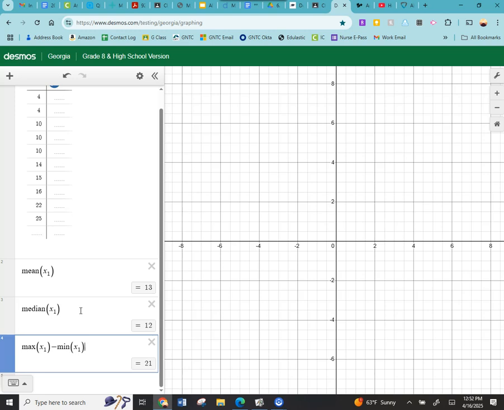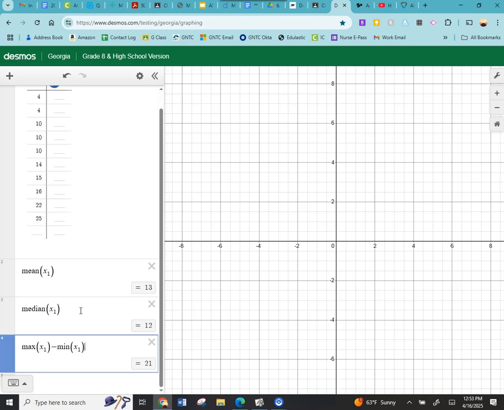It's great if you know both. If you know how to find it and you can talk about it, great. But the state's like, look, at this point you should already know how to find it. We're leveling up. We want you to be able to talk about it. What does the mean mean? What does the median mean? What does the range mean in terms of the data? Okay?